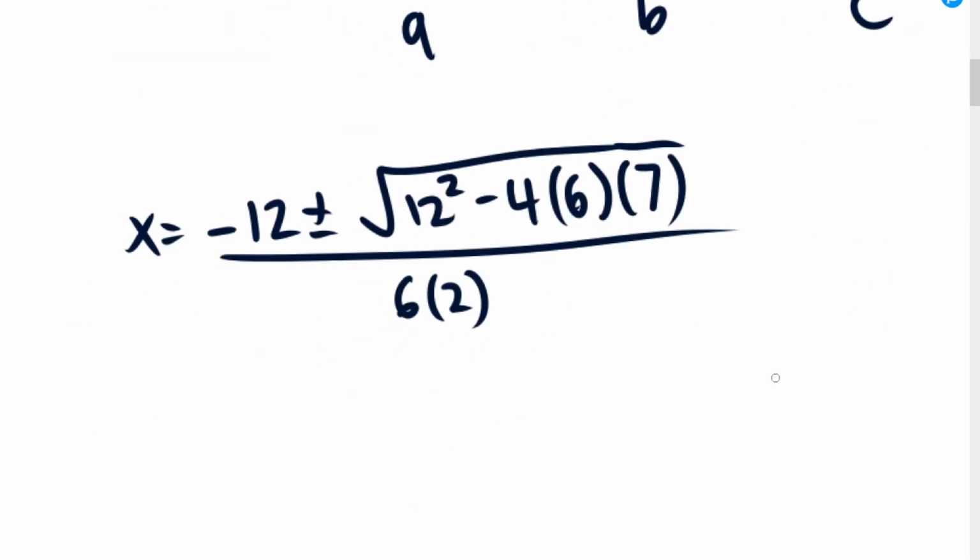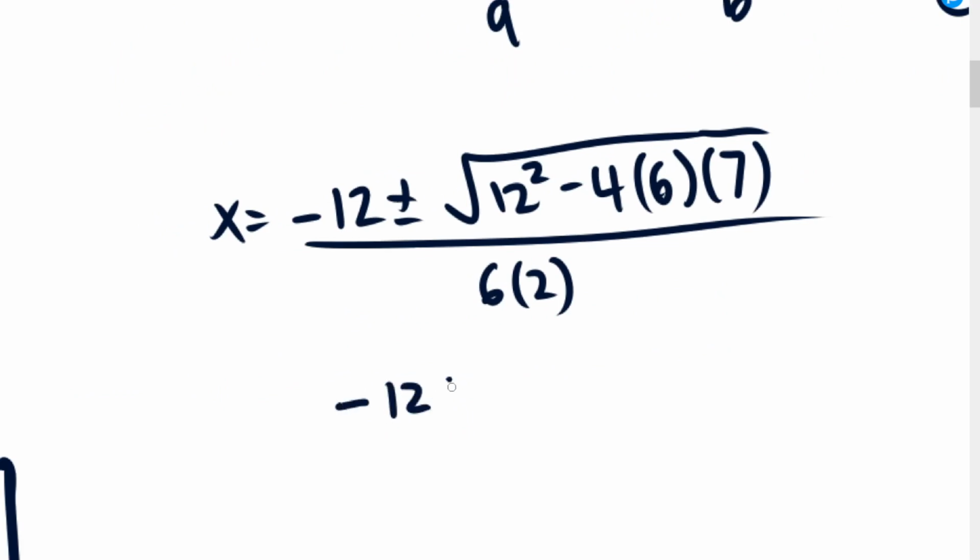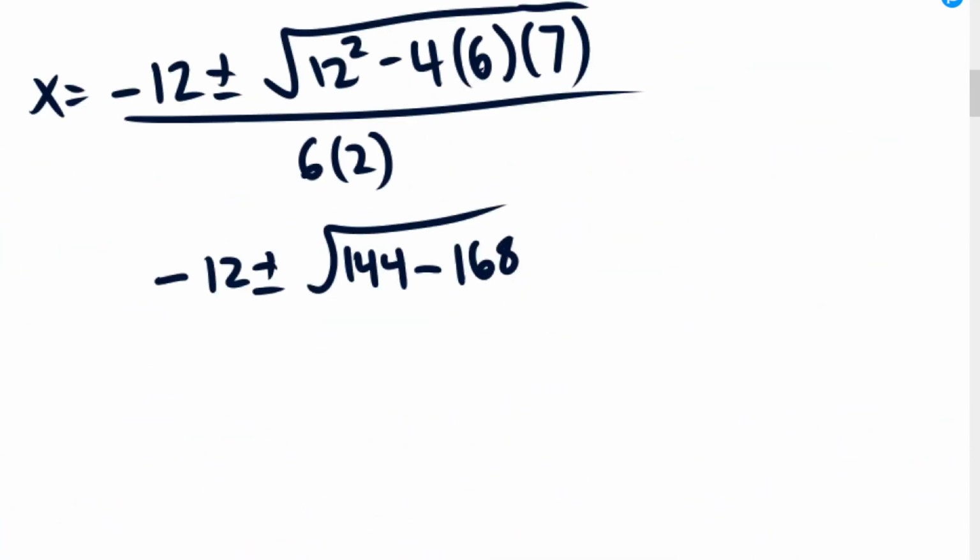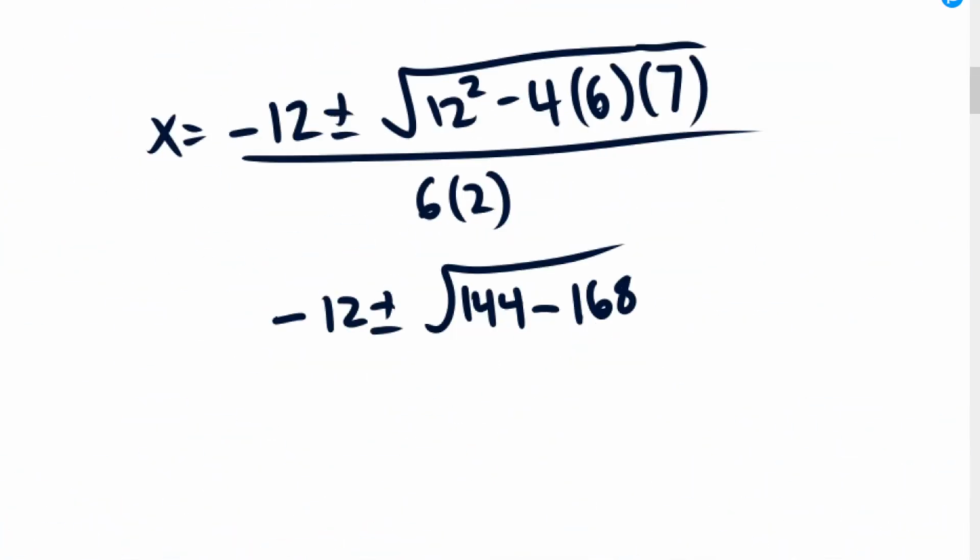So we will have negative 12 plus or minus the square root of 144 minus 42 times 4, which is going to be, hold on, 168. Let me double check on that, and let me make sure there's no minuses. Okay, so minus 4 times 6 times 7. Yeah, negative 168. Looks like we have another not real solution.